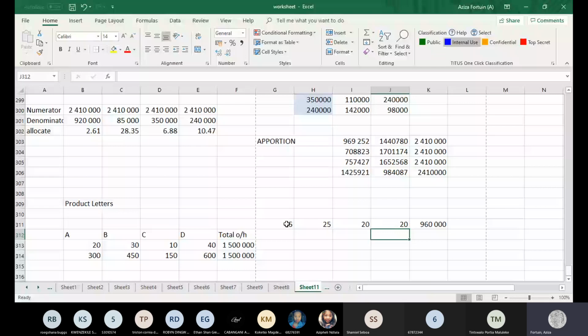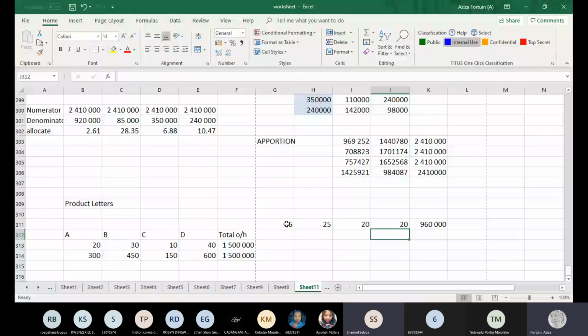So let's start. How do you do that? Sorry, Aziza, I missed again the page number. It's 189. Okay. You don't want to tell me how you're going to apportion it.